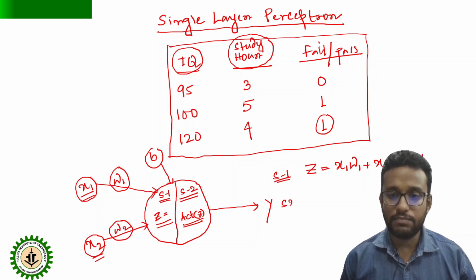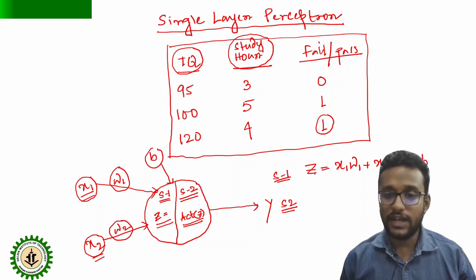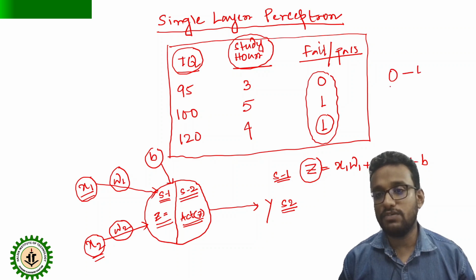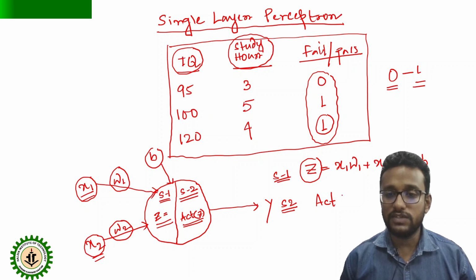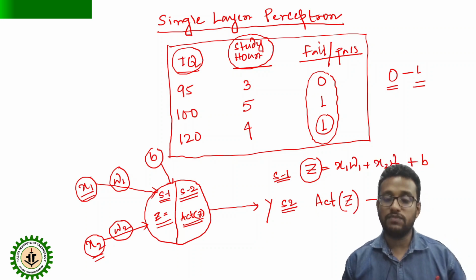In step 2, what are we basically doing? We will take this value z between 0 and 1. Why 0 and 1? Here you can see our outcome lies between 0 and 1; it's either 0 or 1. So in step 2, we apply some kind of mathematical function. By using the mathematical function, we take the value z between 0 and 1. It is called the activation function.